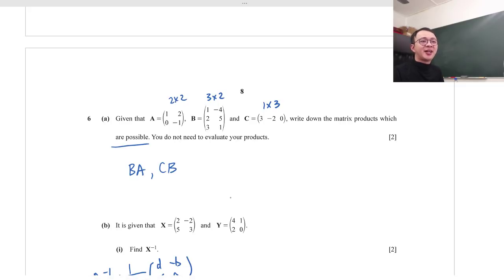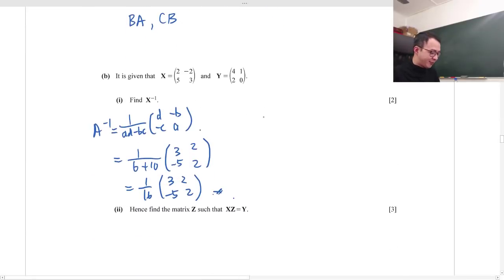For 6a, can I write it as BAC? Write down the matrix products which are possible. I guess it should be okay because it doesn't say... If we do BAC, it is not possible because A cannot multiply with C. You can see that A here is 2, C is 1, so you cannot write BAC. You will not get a mark from there because A cannot multiply C. So I guess it's better you write both separately.